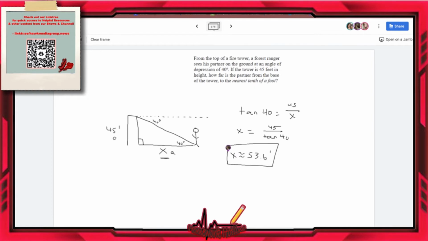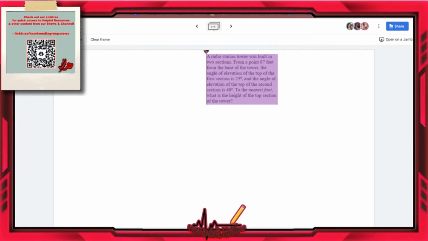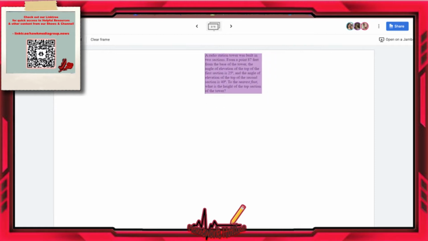And I got one more. It's a bit more complicated, of course. It says a radio station was built in two sections. From a point 87 feet from the base of the tower, the angle of elevation of the top of the first section is 25 degrees, and the angle of elevation of the top of the second section is 40 degrees. To the nearest foot, what is the height of the top section of the tower?